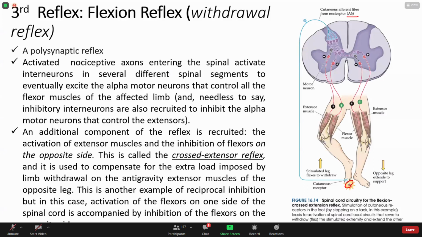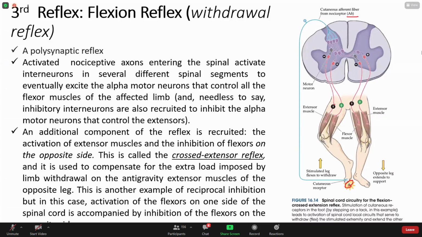Now, ipsilaterally, it will synapse with interneurons that will inhibit the extensor muscle, and with excitatory interneurons, which will activate an alpha motor neuron that innervates the flexor muscle of the affected leg. In this way, you will be able to move your leg away from the noxious stimulus. But if this was all that happens, you would fall down, wouldn't you?